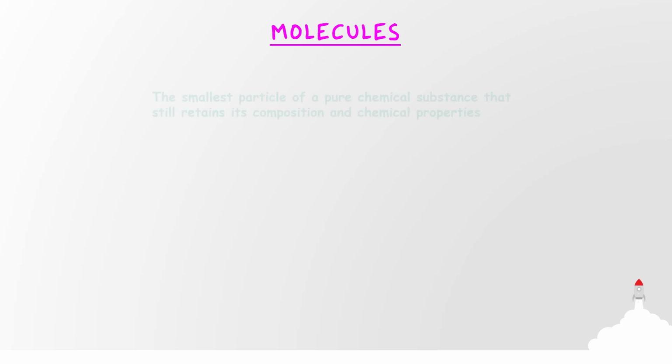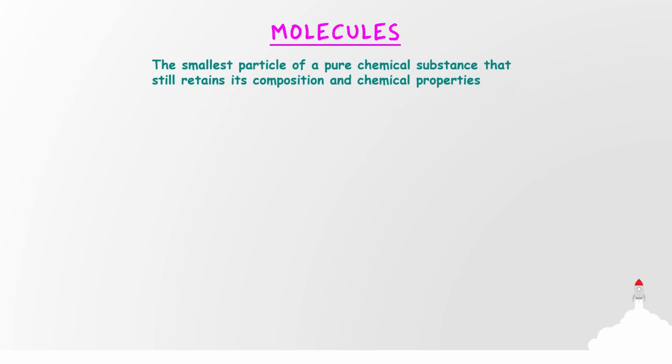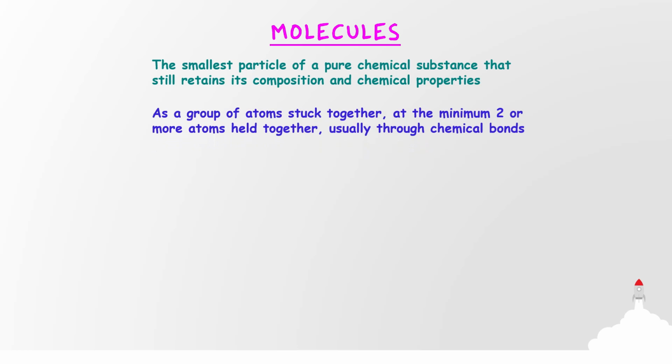A molecule is the smallest particle of a pure chemical substance that still retains its composition and chemical properties. A confusing definition. Let's simplify. A molecule can be thought of as a group of atoms stuck together, at the minimum 2 or more atoms held together, usually through chemical bonds.